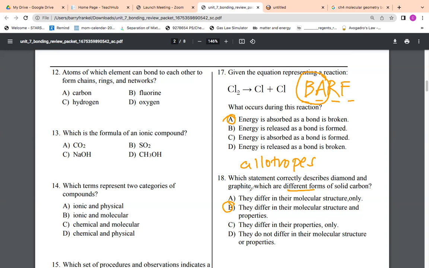Another example that the Regents loves to give is O2 versus O3. This is diatomic oxygen, the stuff in the air that we like to breathe, and this is ozone, the stuff that makes up the ozone layer. They are two completely different things. They have different structures, and because of different structures, they have completely different properties as well.